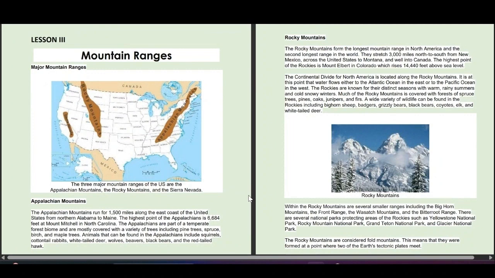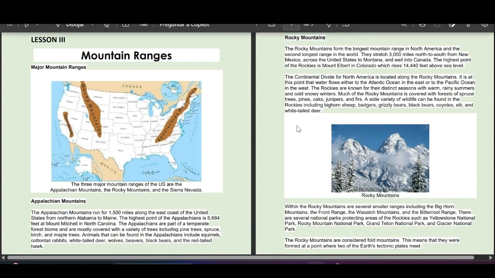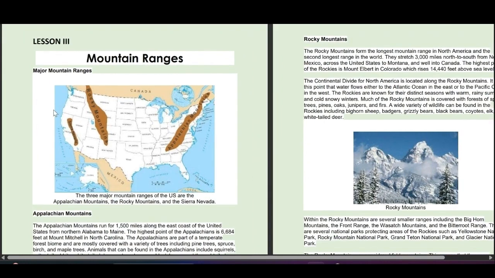Right. So we all know now the differences between physical features. So let's continue. As previously watched in the video, there are three major mountain ranges in the US. They are the Appalachian Mountains, Rocky Mountains, and Sierra Nevada.